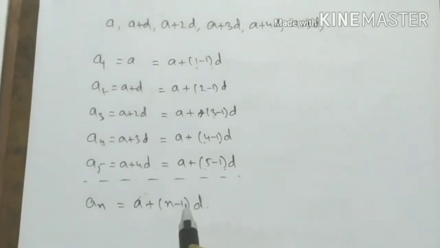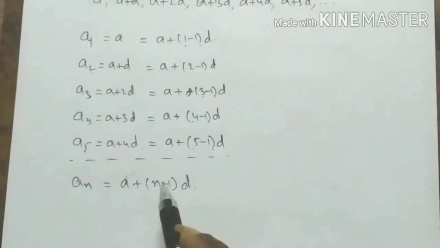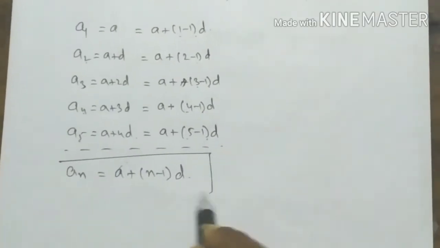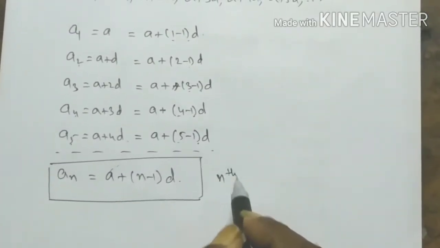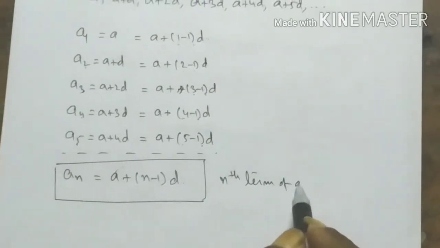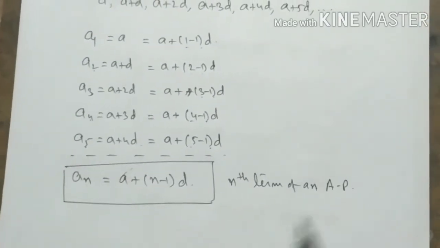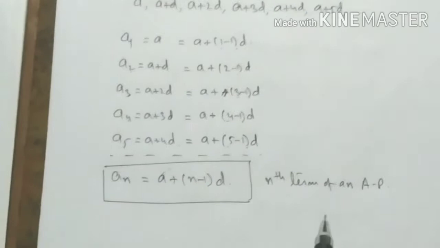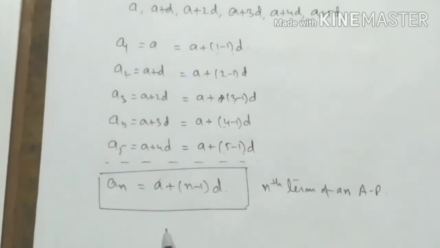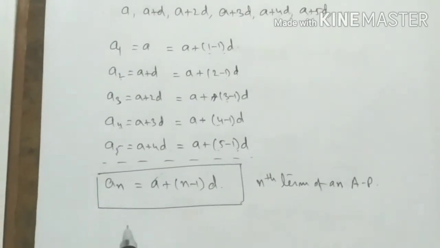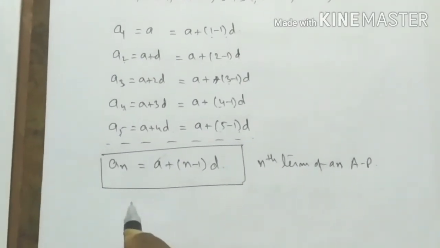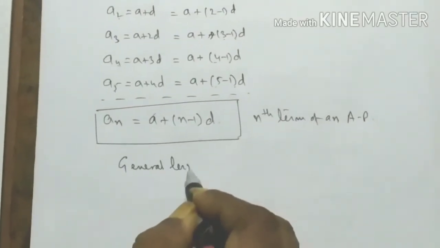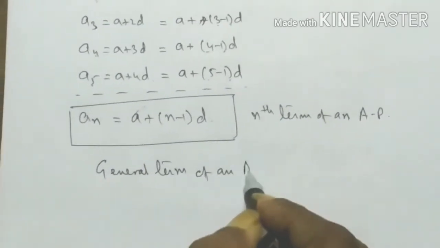This is called the nth term of an AP, that is, the nth term of an arithmetic progression. This nth term is also called the general term of an AP, arithmetic progression.